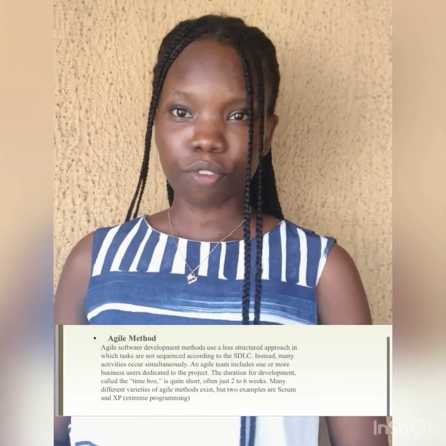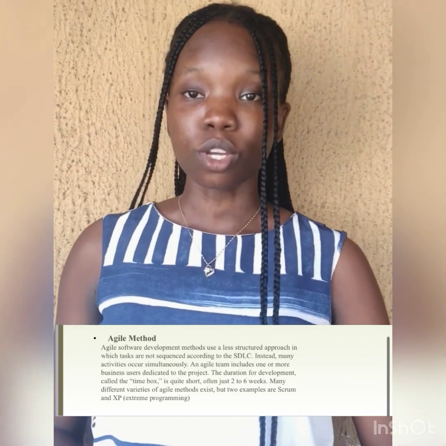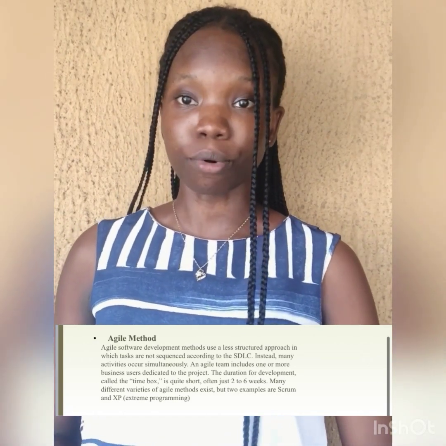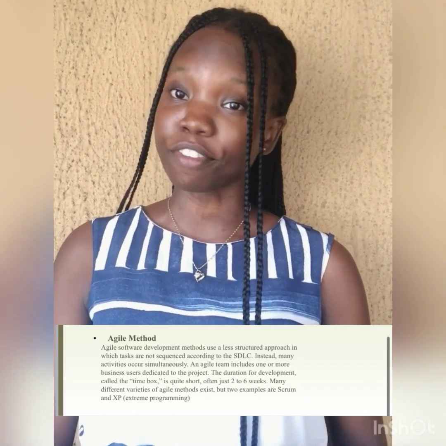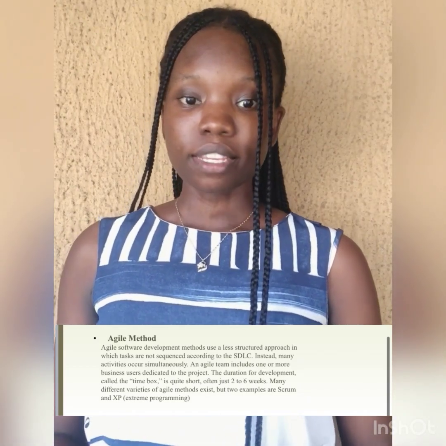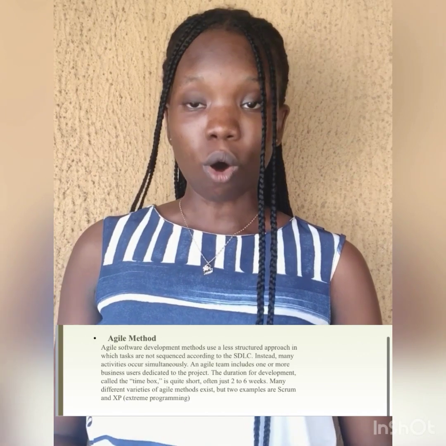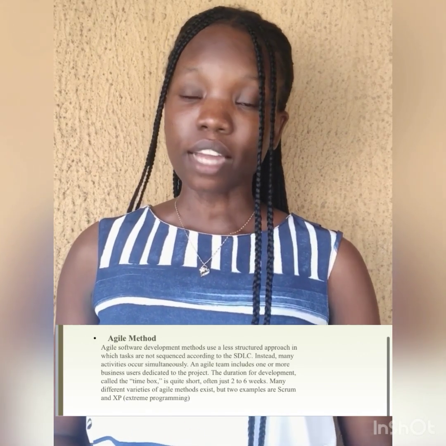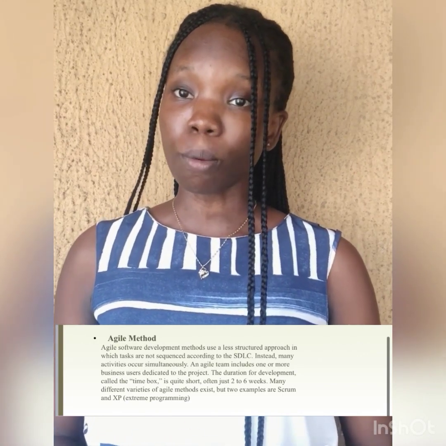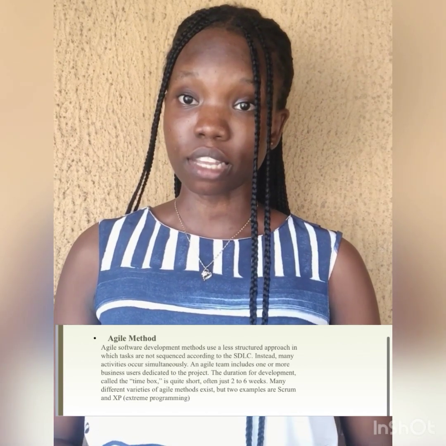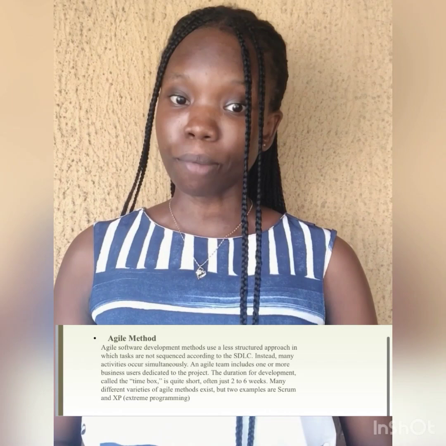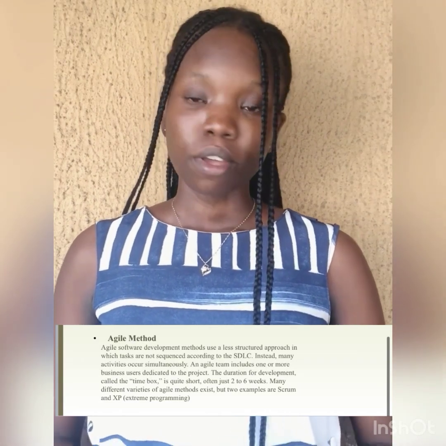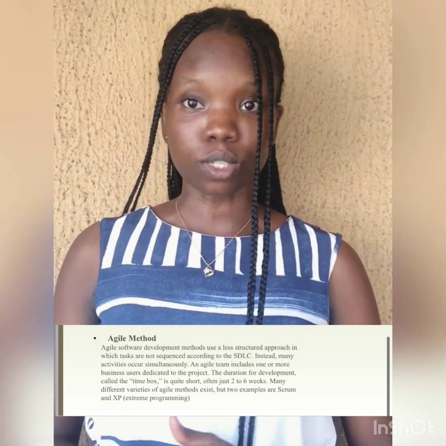The Agile software development method uses a less structured approach in which tasks are not sequenced according to the system development lifecycle. Instead, many activities occur simultaneously. An Agile team includes one or more business users dedicated to the project. The duration for development, called the time box, is quite short, often just 2 to 6 weeks.